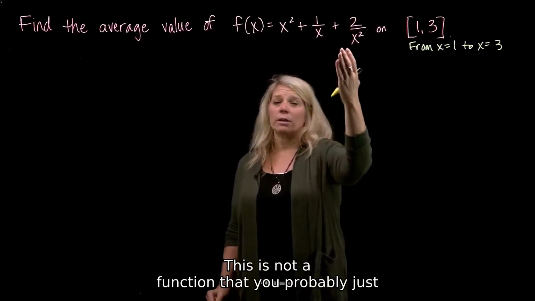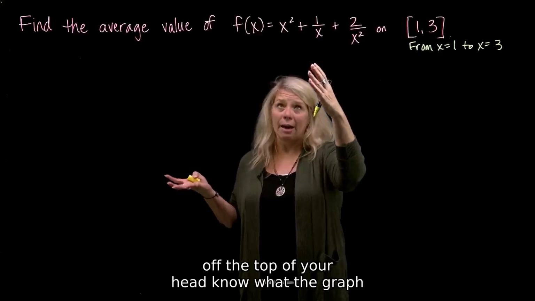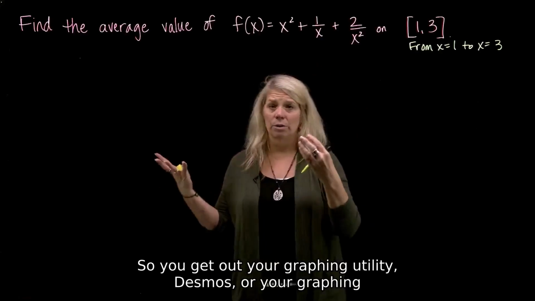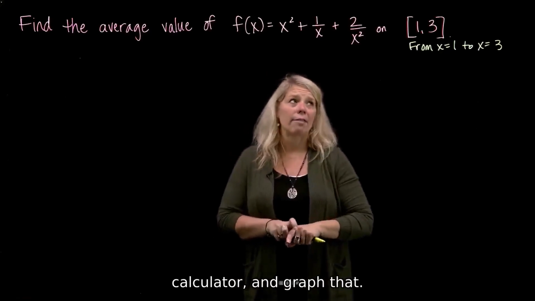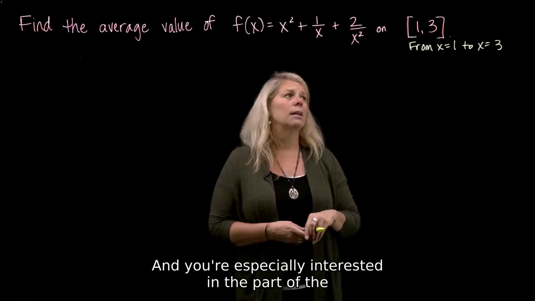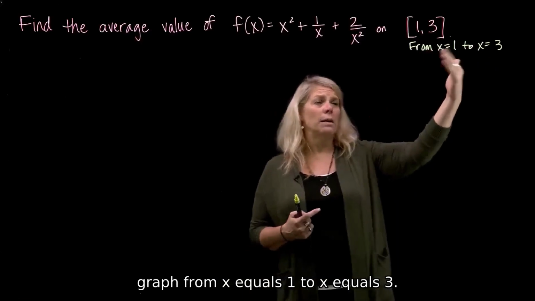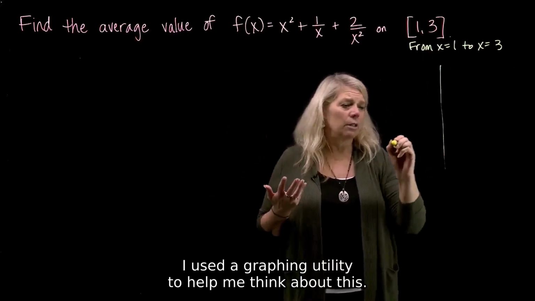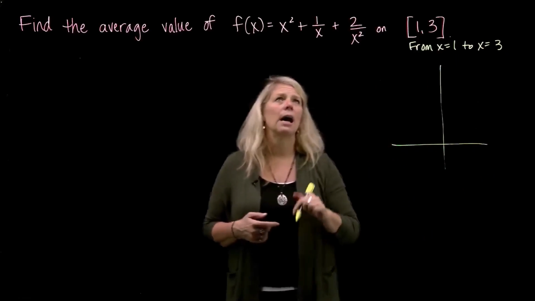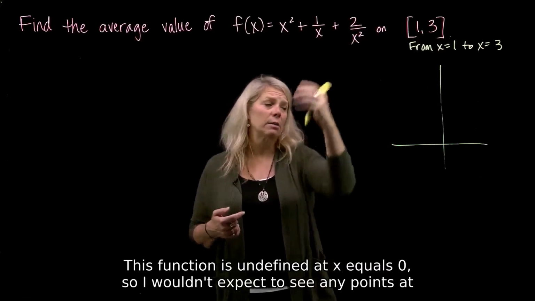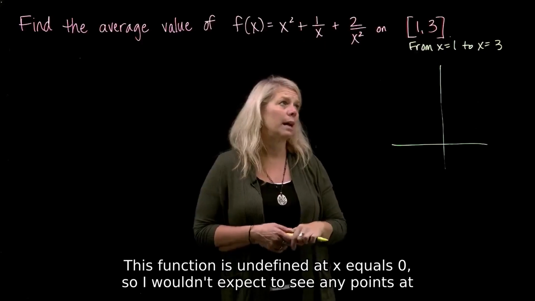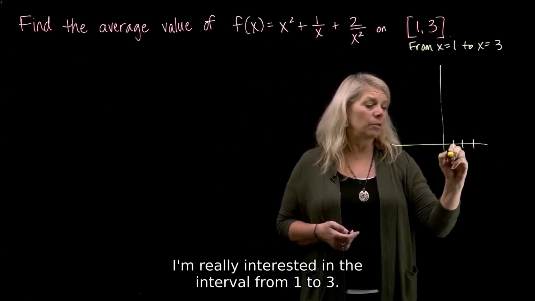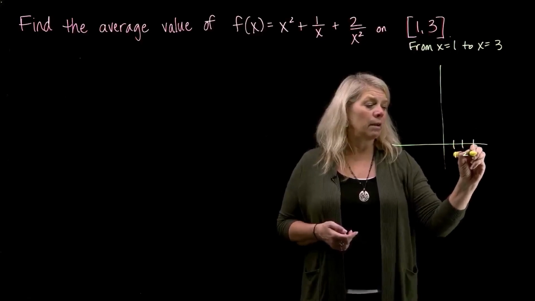This is not a function that you probably just off the top of your head know what the graph looks like. So you get out your graphing utility, Desmos, or your graphing calculator, and graph that. And you're especially interested in the part of the graph from x equals 1 to x equals 3. So I'm going to just sketch this. I used a graphing utility to help me think about this. This function's undefined at x equals 0, so I wouldn't expect to see any points at x equals 0, but that's not in our interval here. I'm really interested in the interval from 1 to 3.